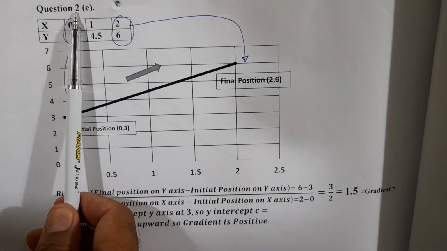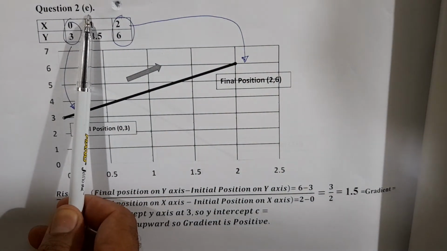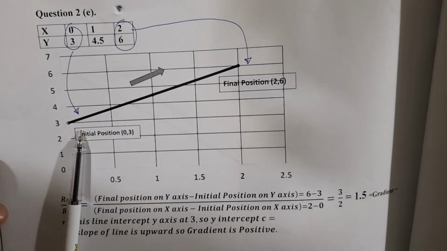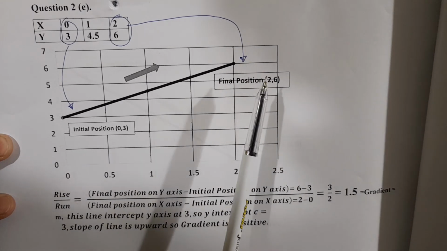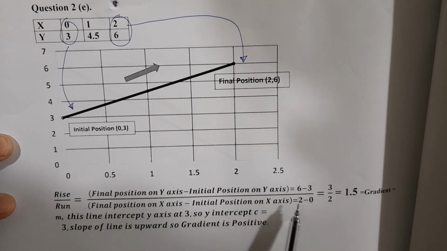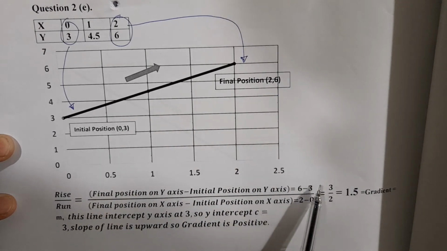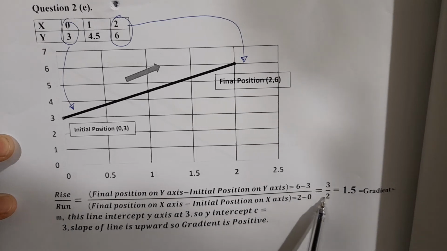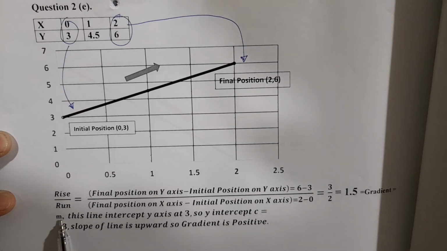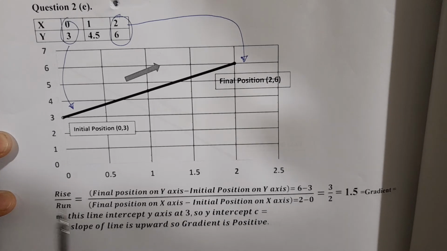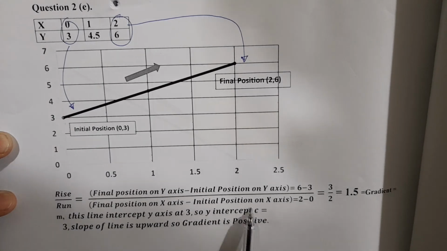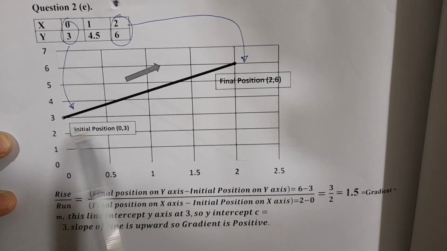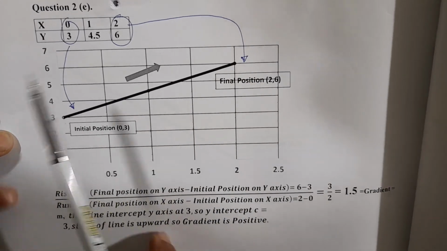Now question number 2 part E. Initial position 0 and 3 and final position 2 and 6. Now we know the rise divided by run, so 6 minus 3 divided by 2 minus 0. So 6 minus 3 is 3, 2 minus 0 is 2, 3 divided by 2 is 1.5, so the gradient m is 1.5. This line intercepts the y-axis at 3, so the y-intercept c is 3. The slope of the line is upward, so the gradient is positive.